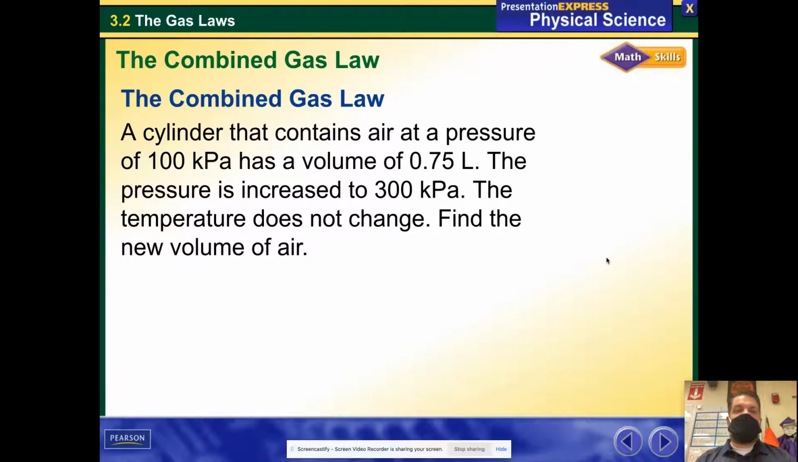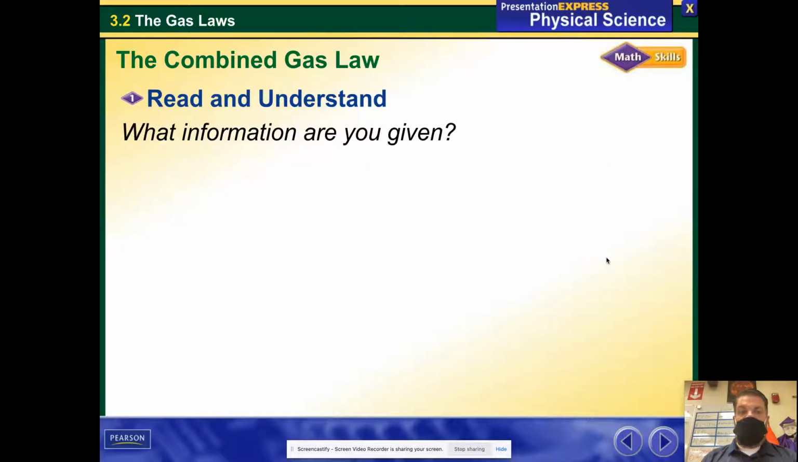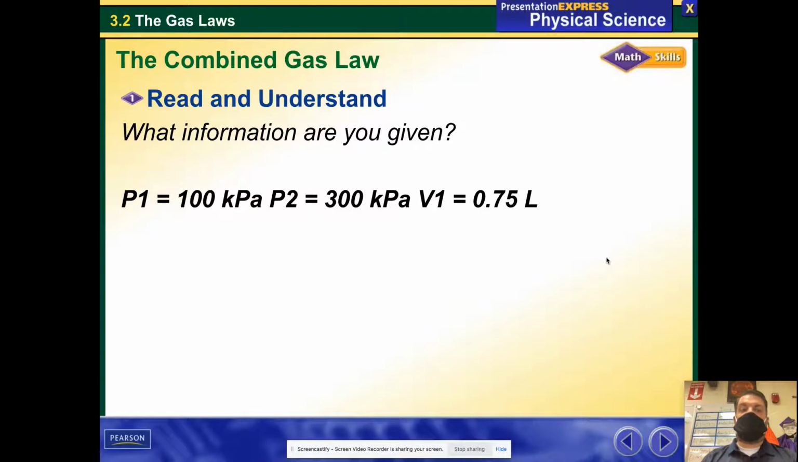So let's look at this example. A cylinder contains air at a pressure of 100 kilopascals and has a volume of 0.75 liters. The pressure is increased to 300 kilopascals. The temperature does not change. Find the new volume. So we're given some information. The initial pressure is 100 kilopascals. The final pressure is 300 kilopascals. And we're given the initial volume is 0.75 liters.